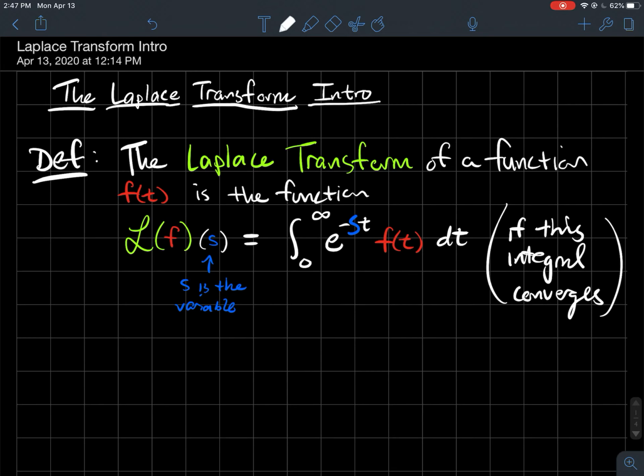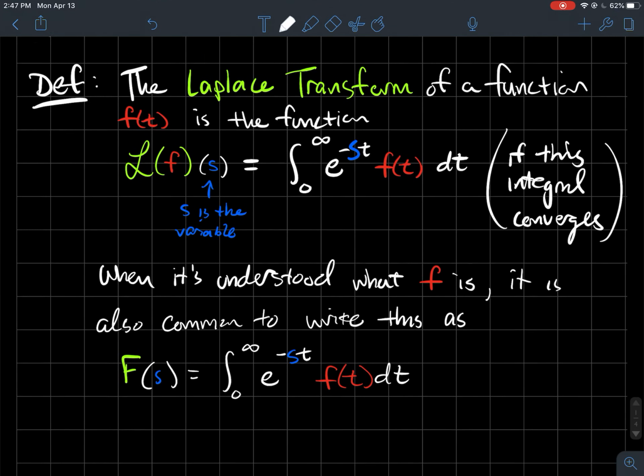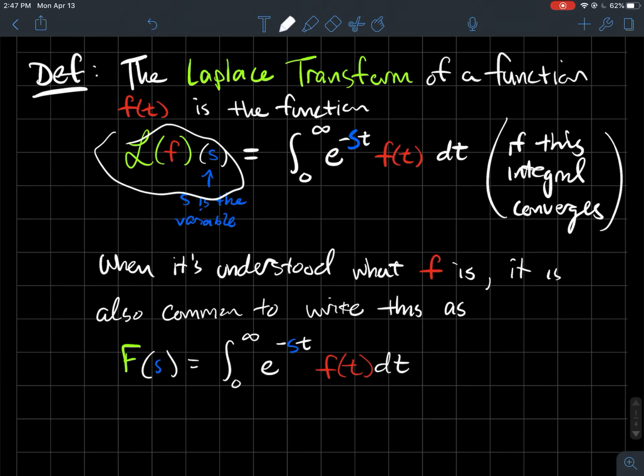So not every function has a Laplace transform, and for a differential equations class, you'll typically focus on the functions that do have Laplace transforms. When it's understood what little f is in red, on the left side over here, that's a whole lot of notation. So it's pretty common for books also to just use a capital F. And so capital F is the Laplace transform of little f, is how you should think of that. So same formula, just maybe a slightly easier notation.